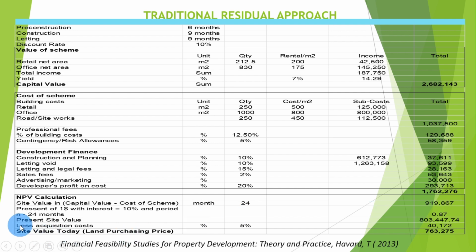And then in some countries we have to deduct the acquisition cost. Here the acquisition cost is 40,000, and the present value today is 763 million. That money we can pay the landowner in order to get the business plan to develop our project. The maximum is 763,000 in order to get a profit of 20% for this project. We cannot bid more than this amount.